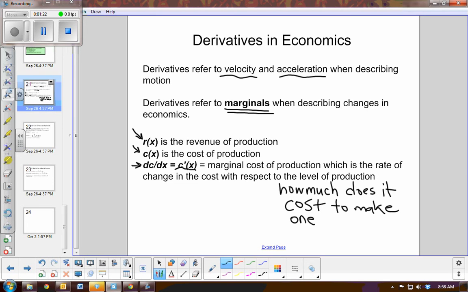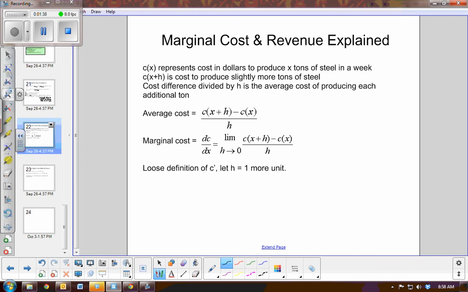Now, when we take the derivative of the rate of change of the revenue, that would say, to make one more unit, how much more money am I bringing into the company? And you have to decide what is your break-even point. So again, C of X is cost. And if we think of it in regards to limits and such, if we look at one item, what is the cost to produce something slightly more?